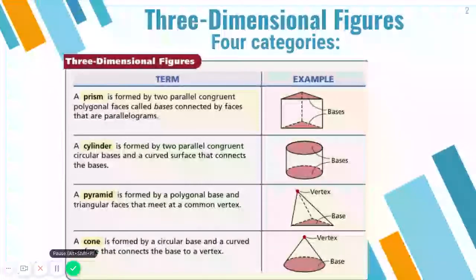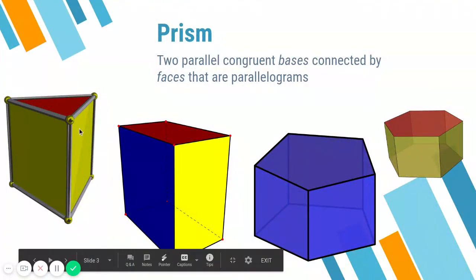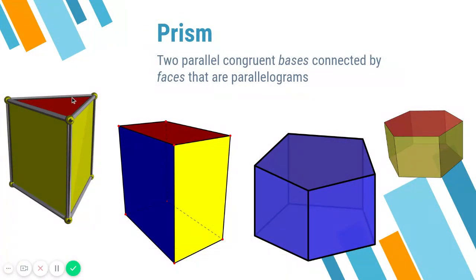Now remember, when you're identifying these, it's really identified by how many bases does it have, and what's the shape of that base, and what kind of sides or faces does it have. So we'll start out here with the prism. And the prism has two parallel congruent bases. That's the top and the bottom. Those are called bases. And they're congruent, and they have to be parallel.